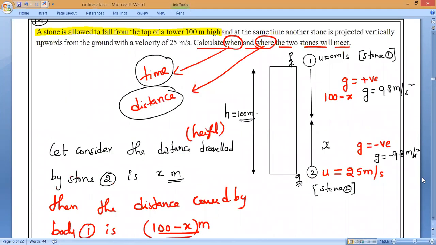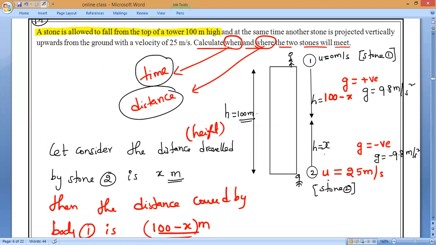Okay, now stone 2. What is the given data for stone 2? Kaushik, read. Stone 2 is thrown upward. Upward means its initial velocity is given as 25 meter per second. Going upward means the g value is negative, and the distance traveled by this body is x, we assume. So, sir, why can't we assume stone 1 is x? You can assume stone 1 is also x, it doesn't matter, you will get the same answer.